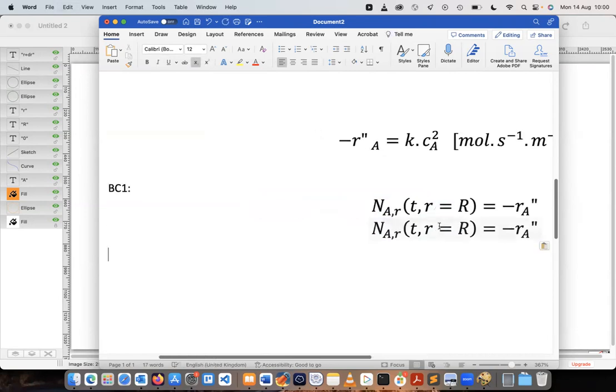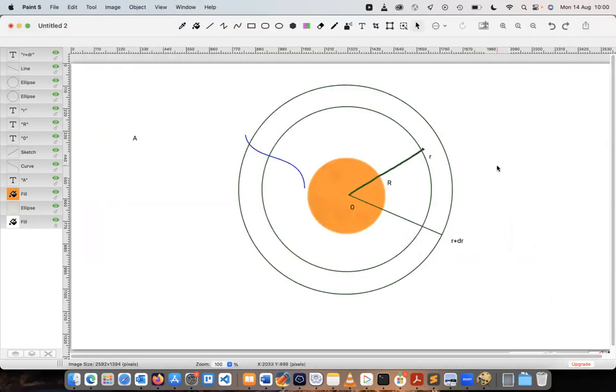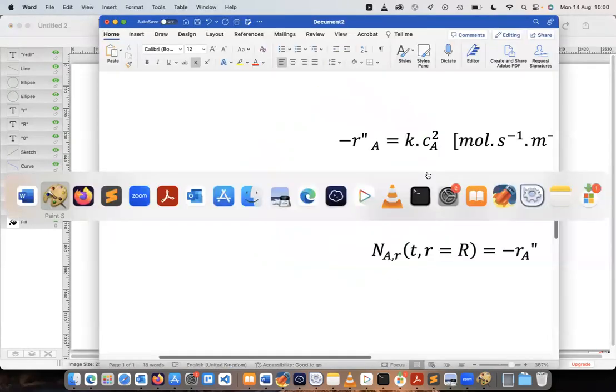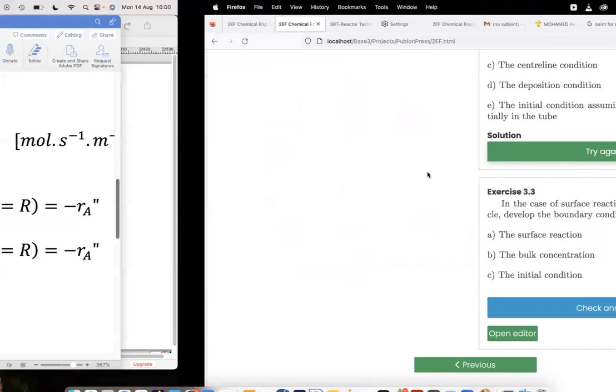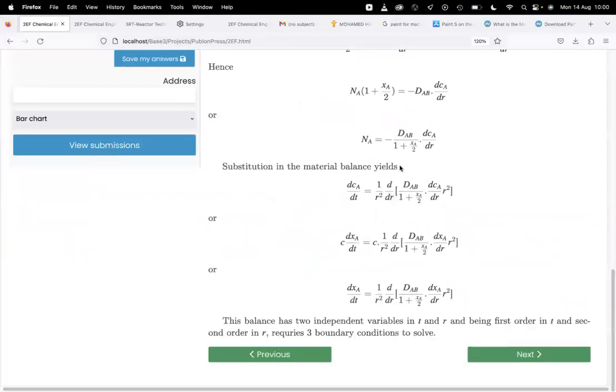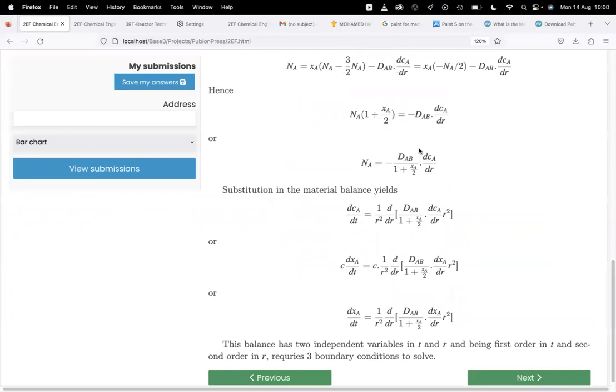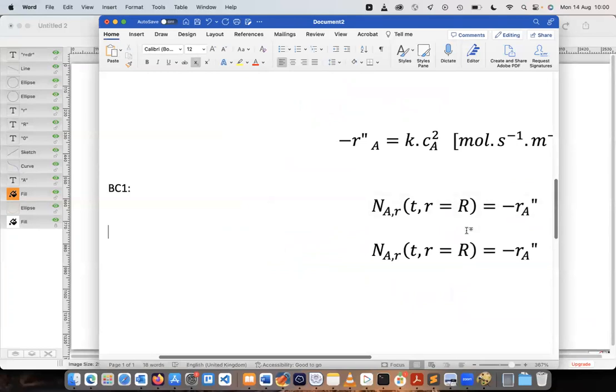And then we can say that for that flux of A, N_Ar, we have an expression. We had determined that N_Ar was equal to this thing. So we can say minus D_AB over 1 plus XA over 2.